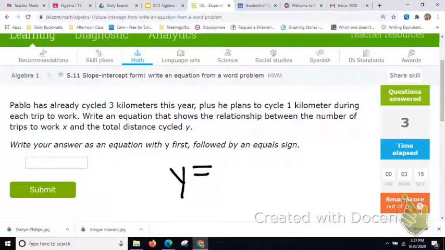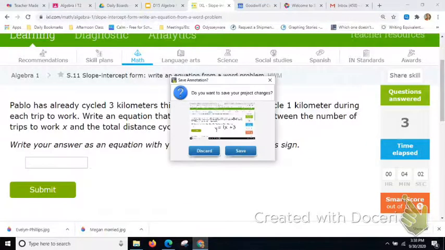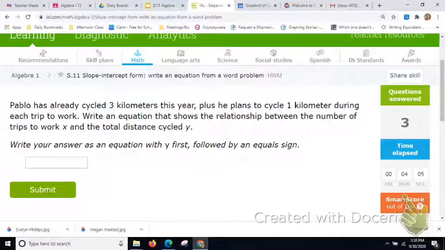So Pablo has already cycled 3 kilometers this year. So that's kind of like his starting point. And he plans to cycle 1 kilometer each trip to work. So since x is the trips to work, the 1 is the one that goes with the x. The 3 is how many he's already done. Doesn't have to do with how many trips he takes to work. He's already done 3 this year. So y is equal to x plus 3 would be our simplest way to type that. Y equals x plus 3.